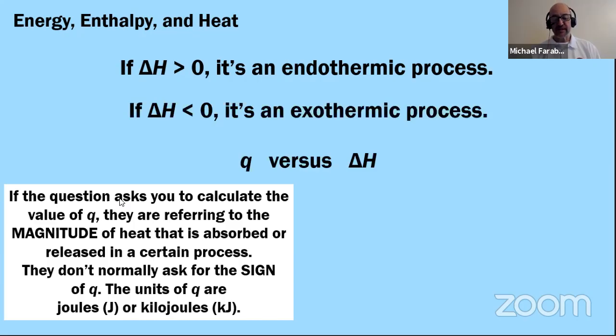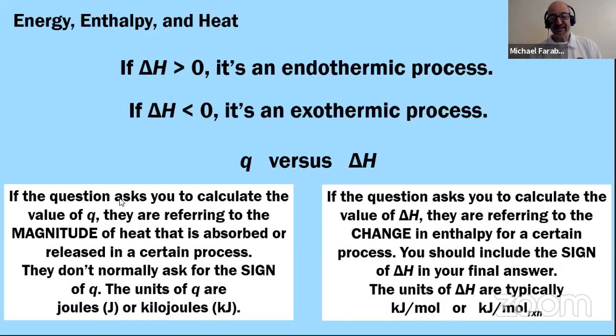An important point to clarify here is Q versus delta H. If an AP question asks you to calculate the value of Q, they typically are referring to the magnitude of heat that is either absorbed or released. For problems like that, they don't normally ask for the sign of Q. So the magnitude of Q, or the absolute value, is how much energy was absorbed or released. The units of Q are typically joules or kilojoules.